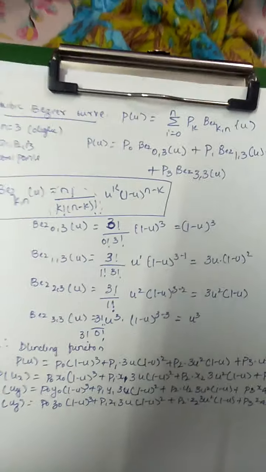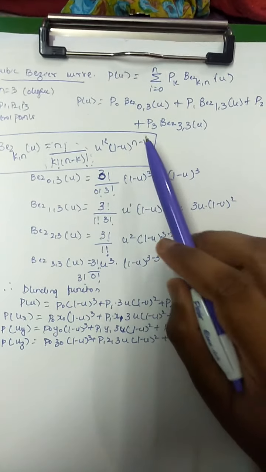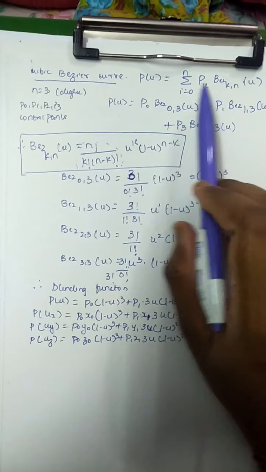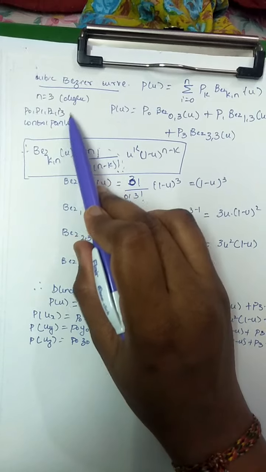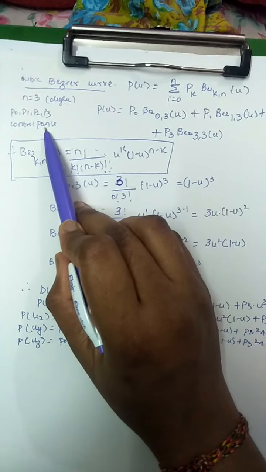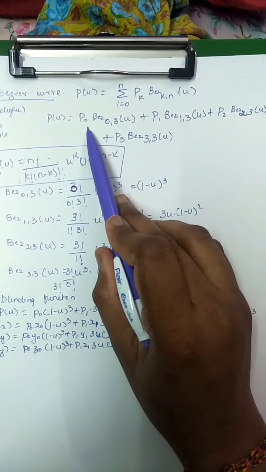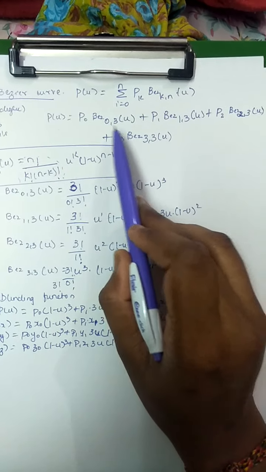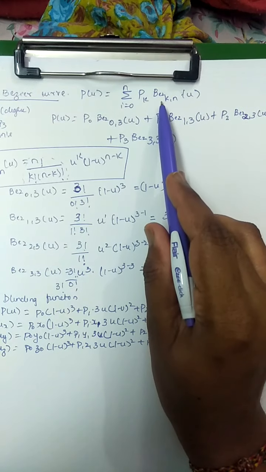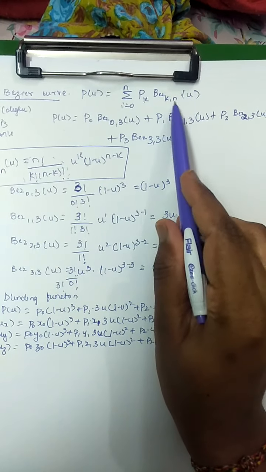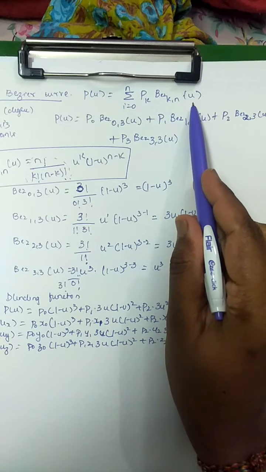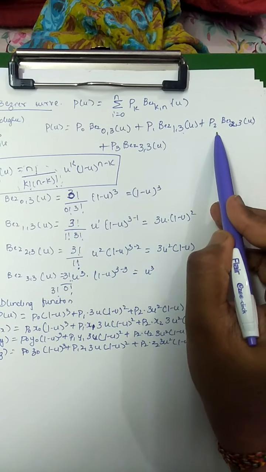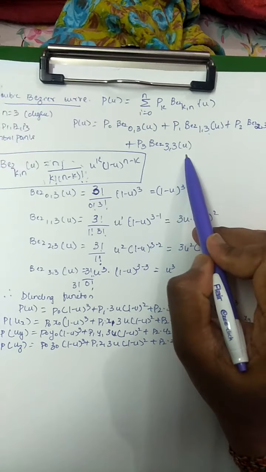For this, let's take an example of a cubic Bezier curve. So this is the equation of the Bezier curve. Assume the degree is 3, which means we'll be having 4 control points. So P of u will be P0, P1, P2 and P3, that is 4 control points. So P0 Bezier curve k comma n, so this will be 0 comma 3 of u, plus P1 Bezier curve 1 comma 3 of u, and the Bezier curve with respect to 2 comma 3 and 3 comma 3.